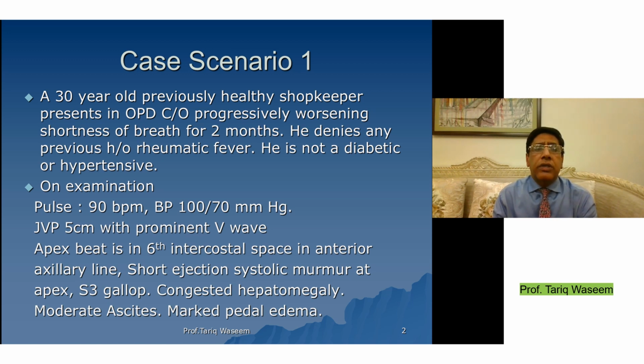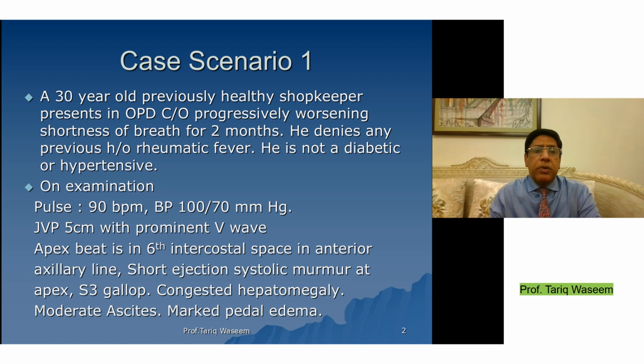So the first scenario is a 30-year-old previously healthy shopkeeper who has presented to the outpatient department with complaints of progressively worsening breathlessness. He was previously healthy, but for the last 2 months he is now complaining of shortness of breath. He denies any previous history of rheumatic fever. He is not a diabetic. He is not hypertensive. There is no history of any previous chest pain, angina, or anything to suggest that he may have had an underlying cardiac disease previously.